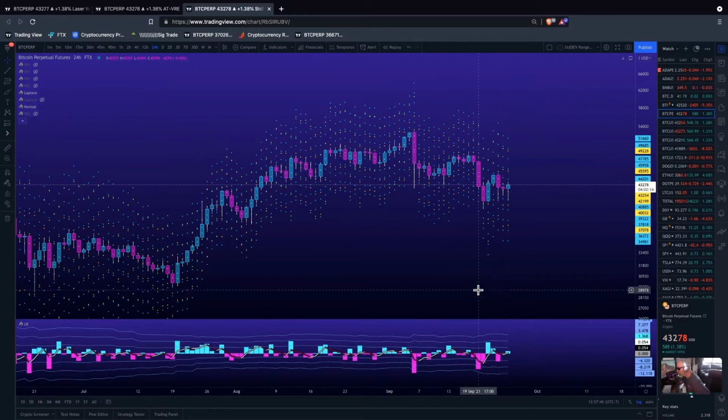Let's see, time. The institutional futures open up in about 2 hours, and then we'll get a good idea. They did close before the weekend at about 42.5. But there's what people need to understand.